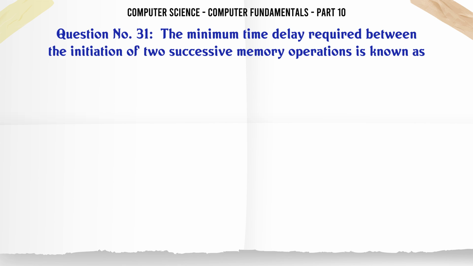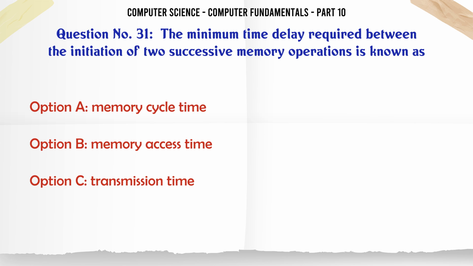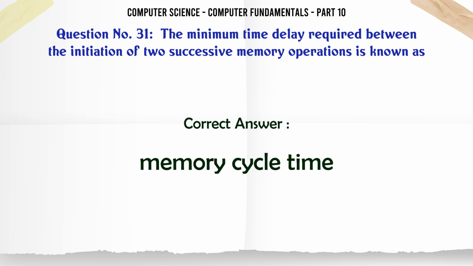The minimum time delay required between the initiation of two successive memory operations is known as A. memory cycle time. B. memory access time. C. transmission time. D. waiting time. The correct answer is memory cycle time.